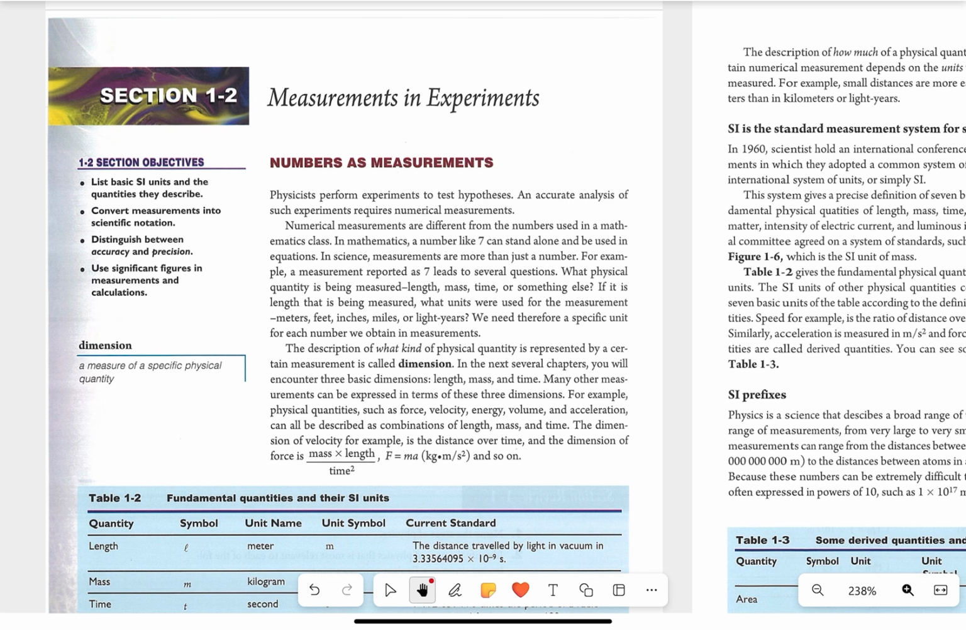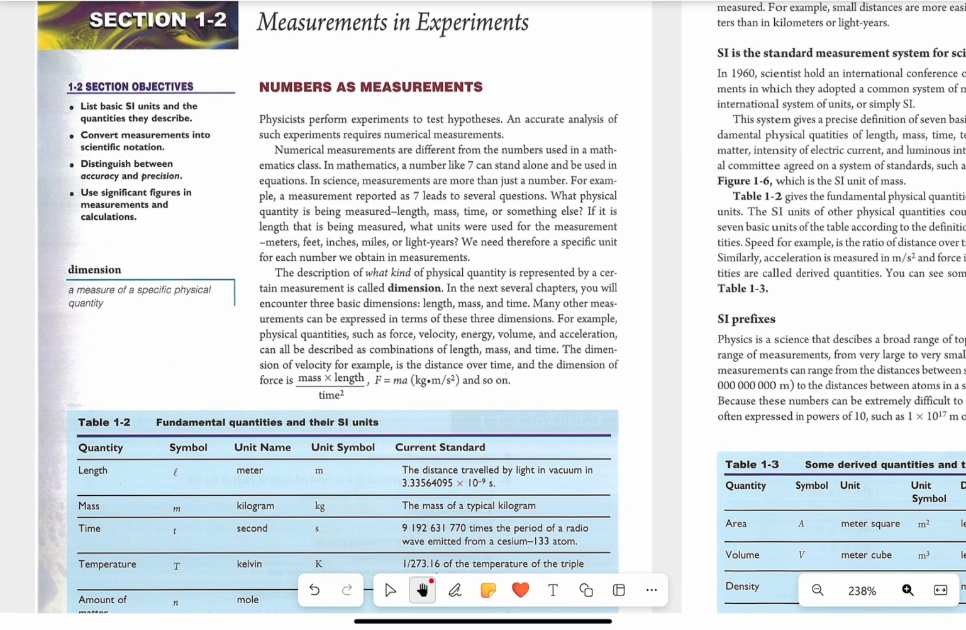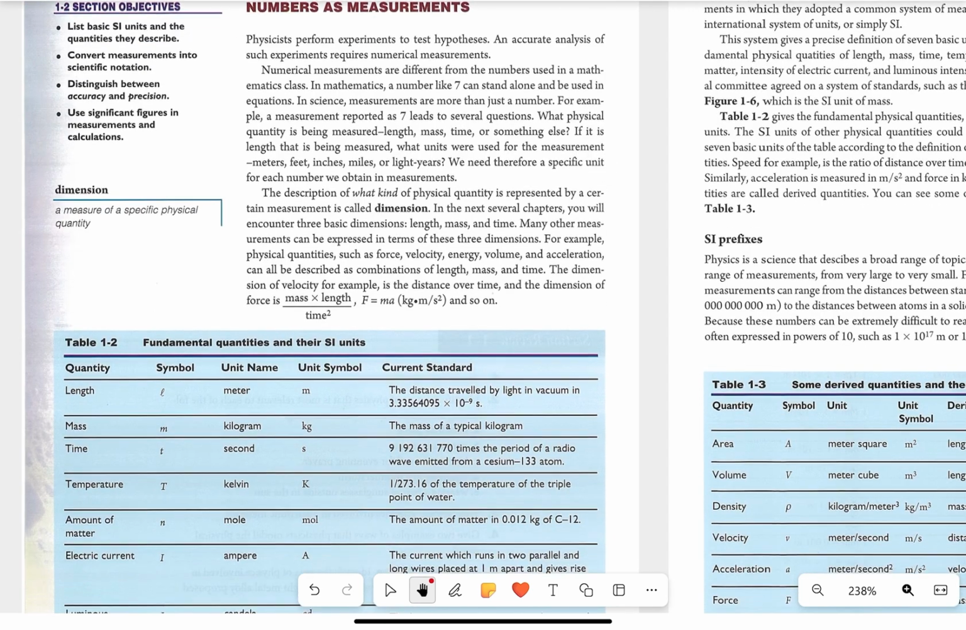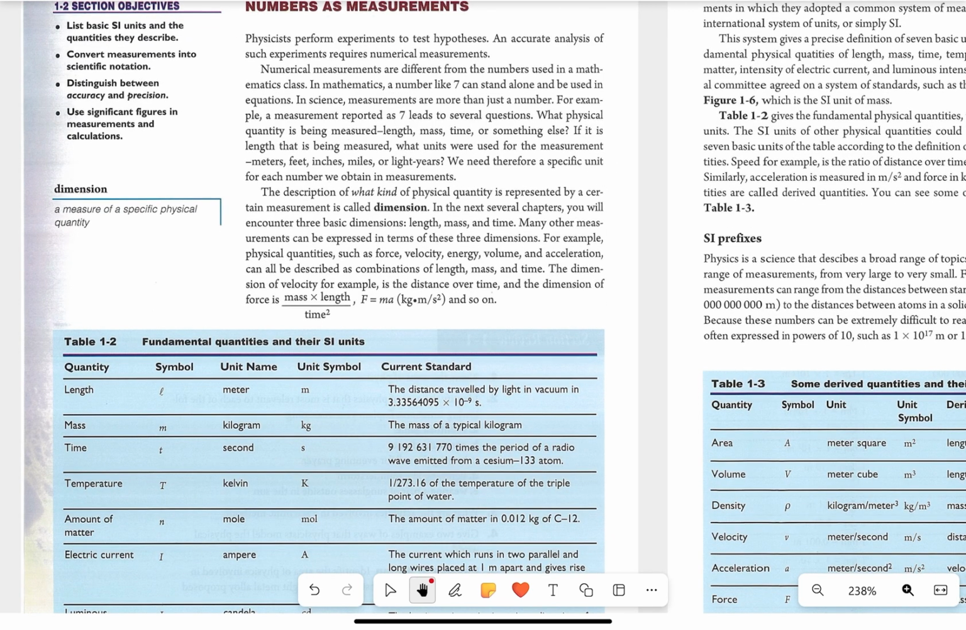Chapter 1, Section 2. The objectives of this lesson are knowing the SI units and the quantities they describe. Then we'll be learning about unit conversion. We'll learn how we can convert from one prefix to another. Then we'll be distinguishing between accuracy and precision. And then finally we'll be learning about significant figures.